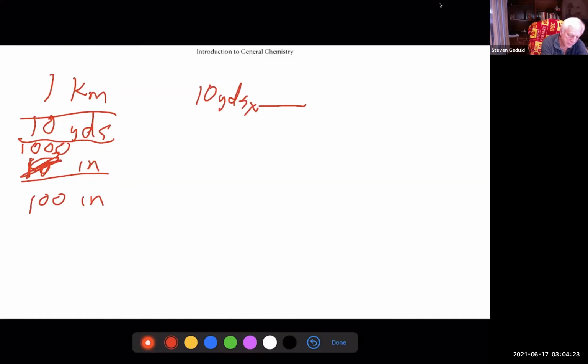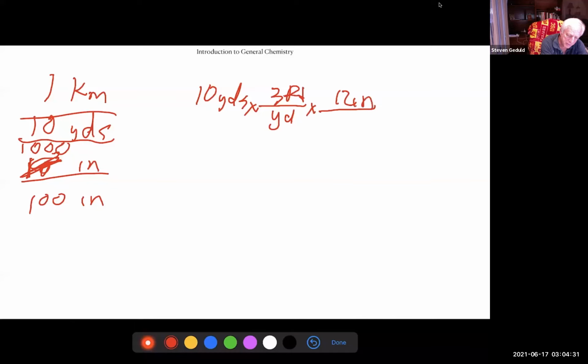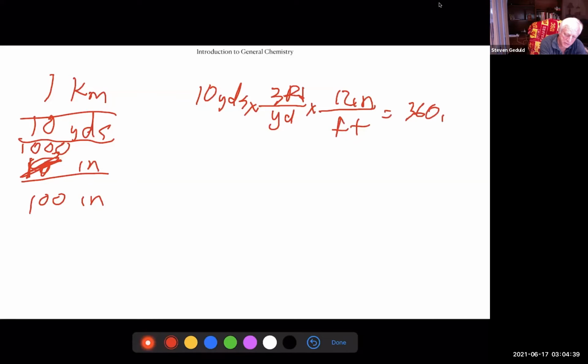So there's 3 feet in a yard, right? So 1 yard is 3 feet. And there's 12 inches per foot. So 10 times 3 times 12. Okay, this comes out to 360 inches. So this one equals 360 inches. So you got 360 inches, 1,000 inches, and 100 inches.